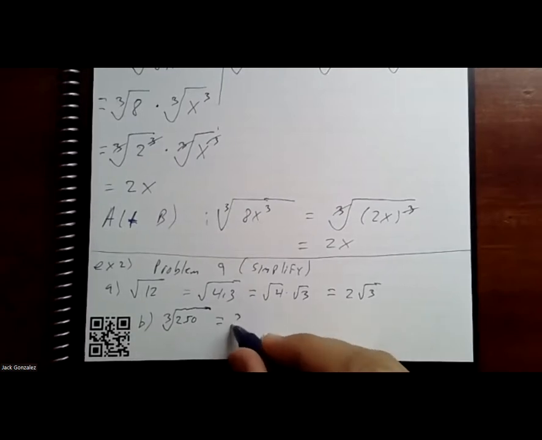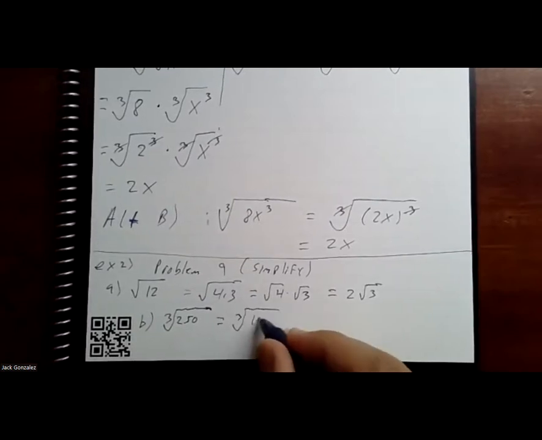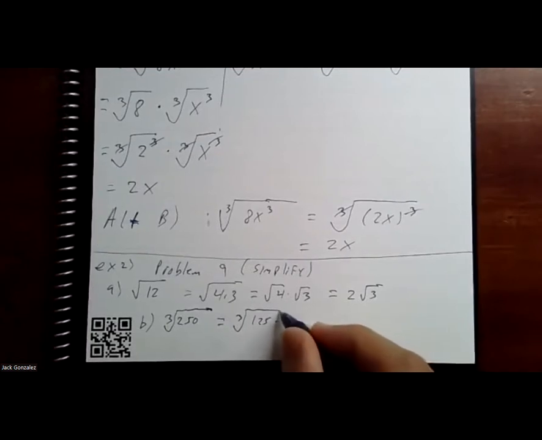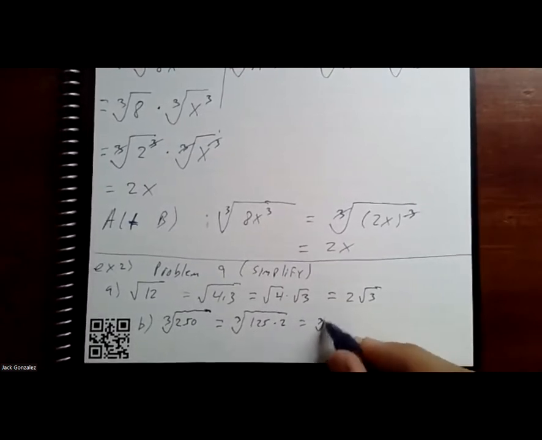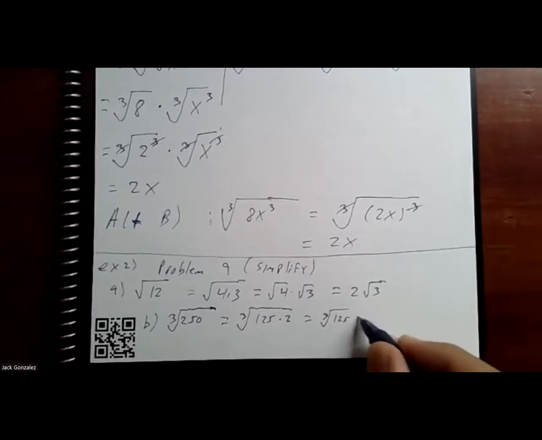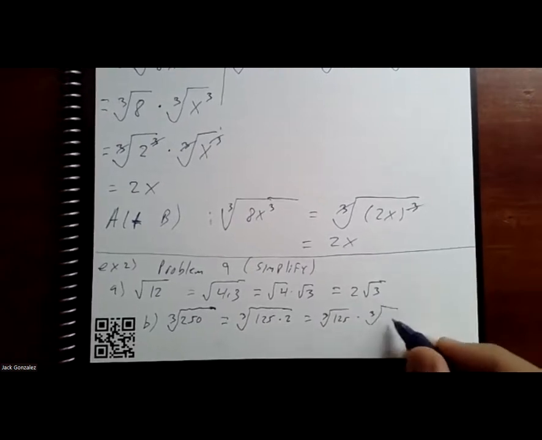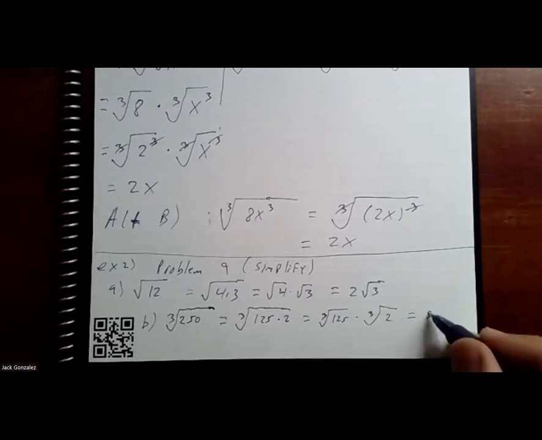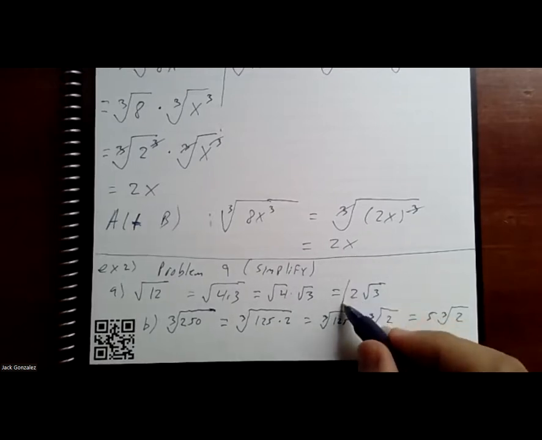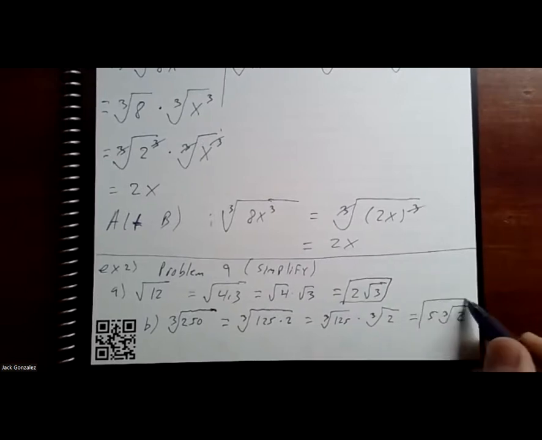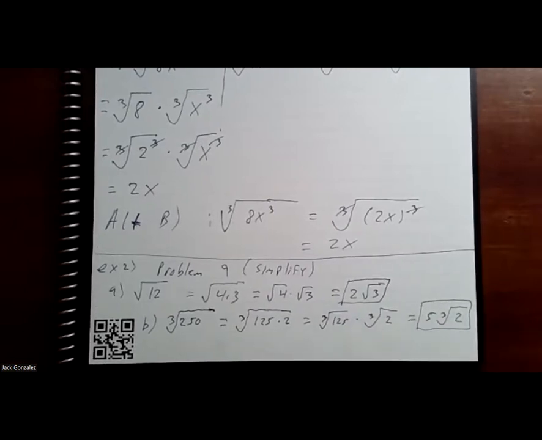So cube root of 125 times 2. So the cube root of 125, or you can show the work. It's going to be 5 cube root of 2. As far as it's going to go. Any questions on this? This should be very familiar.